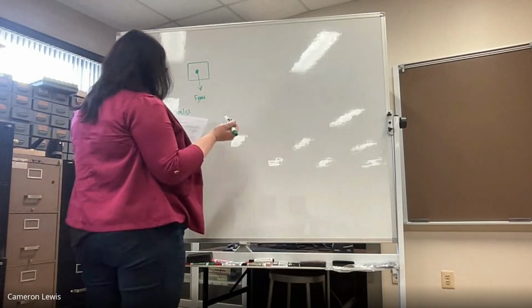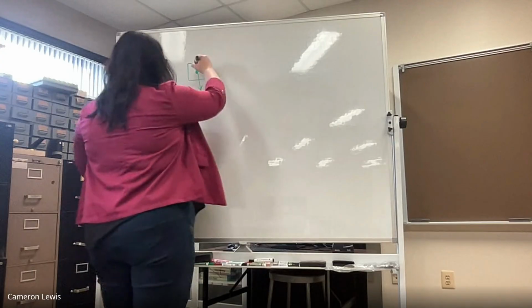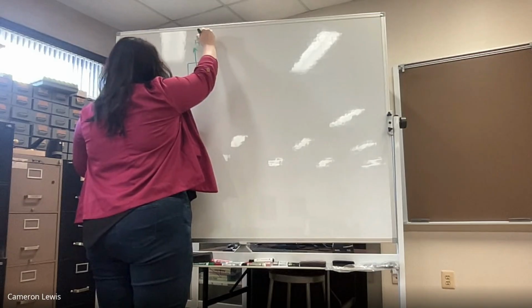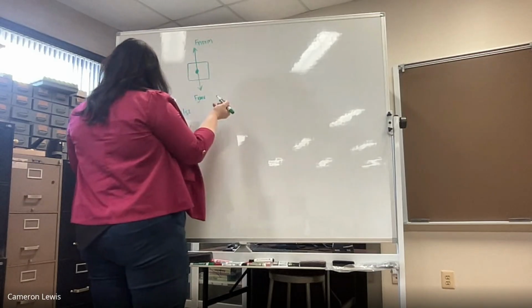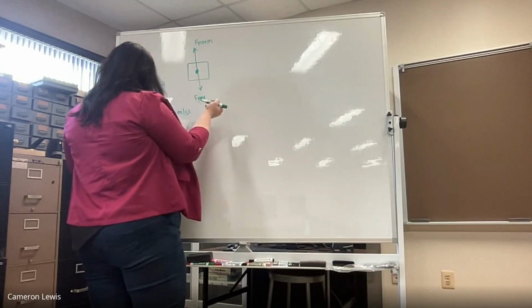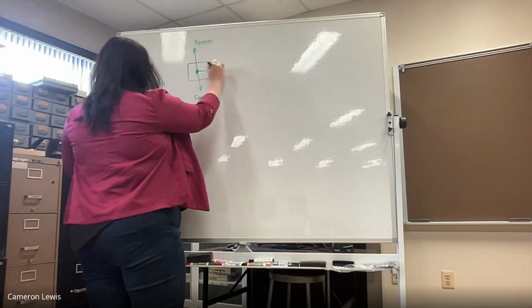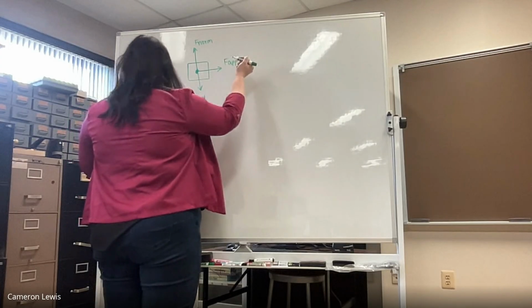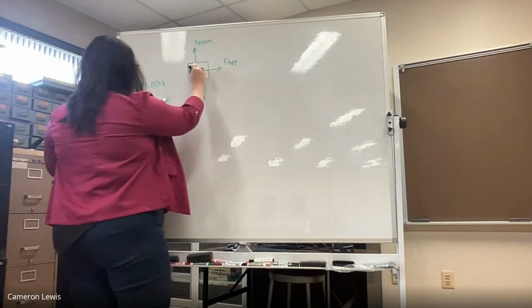Okay, so we know that our verticals are going to be balanced. And it's on the ground, so we automatically have an F norm. And it tells us we have an applied force, because that's what we're looking for. And we have a coefficient of friction, so we know we have friction.